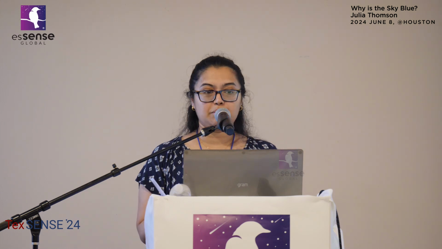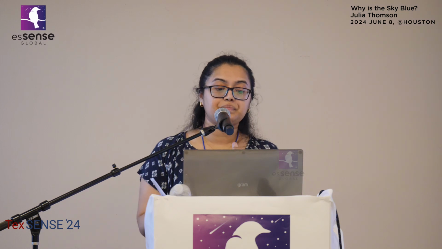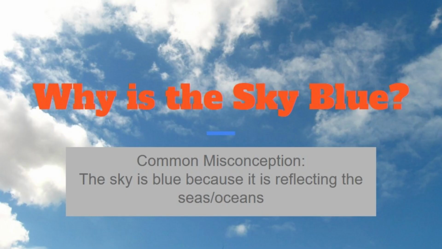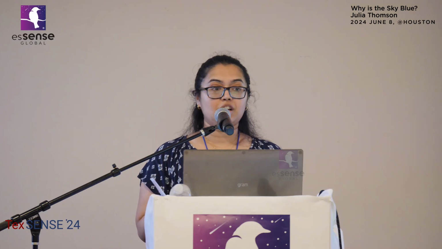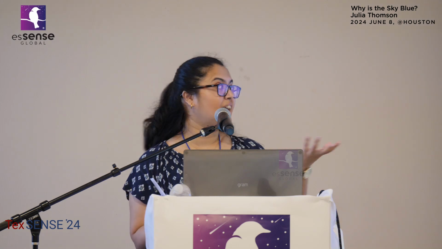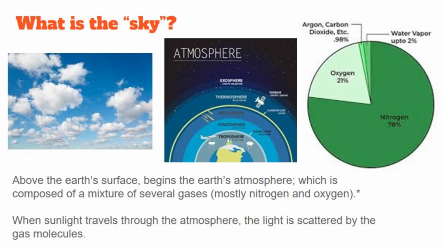A common misconception for why the sky is blue is that it is reflecting the sun, the seas, and the oceans. So let's talk about what is actually happening. First of all, what is the sky? When we think of the word sky, we probably think of the first image. But to talk about what is really up there, above the Earth's surface begins the Earth's atmosphere, which is composed of a mixture of several gases, mostly nitrogen and oxygen.